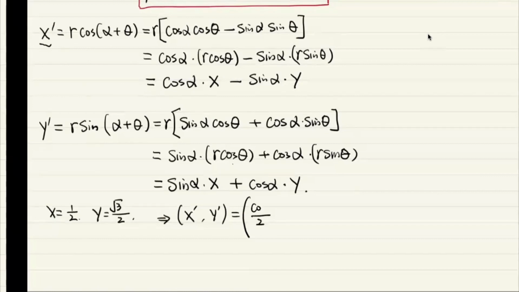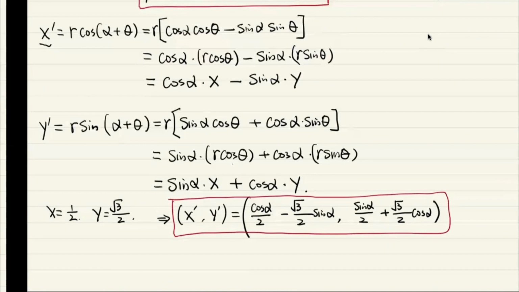x prime equals 1/2 cosine alpha minus square root of 3 over 2 times sine alpha. And then the y prime coordinate is 1/2 sine alpha plus square root of 3 over 2 times cosine alpha. And that is the answer for part 2.